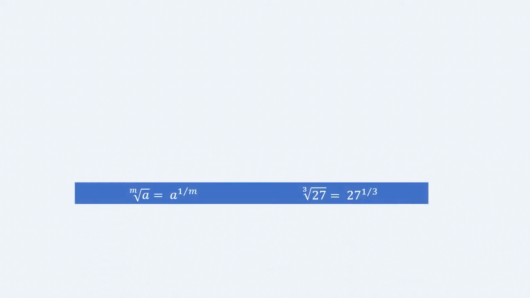Another rule, the mth root of a is equal to a to the power of 1 over m. So for example, the third root of 27 is equal to 27 to the power 1/3. Next, the mth root of a all to the power of n equals a to the power n over m. So if for example you have the third root of 27 all squared, this is the same as 27 to the power of 2 over 3.